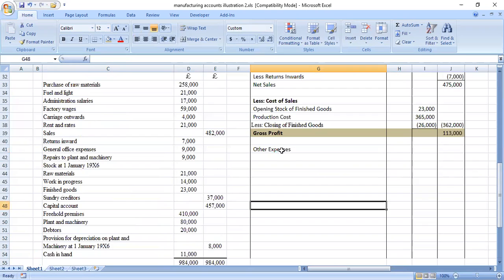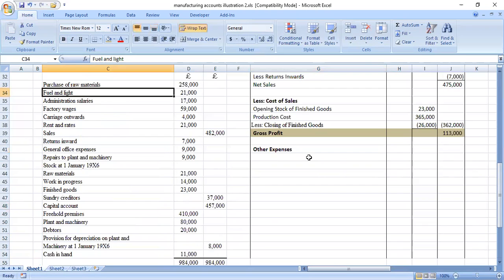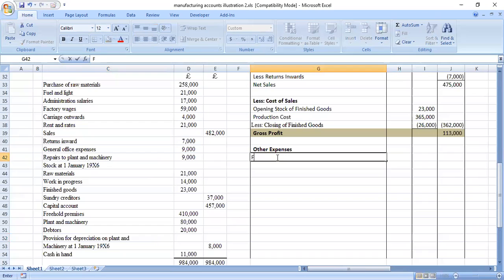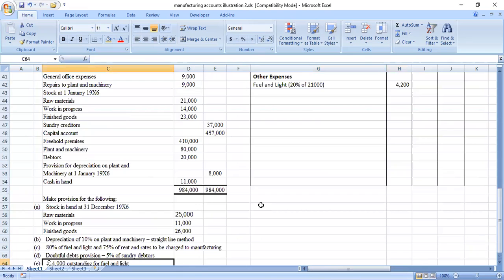So other expenses, we have fuel and light. Fuel and light, which you are told to have it as 20%. If 80% went to manufacturing, then 20% goes to the office. So 20% of 21,000, which is equal to 0.2 times 21,000. And then there's another additional information for fuel and light. We were told that 4,000 is outstanding.